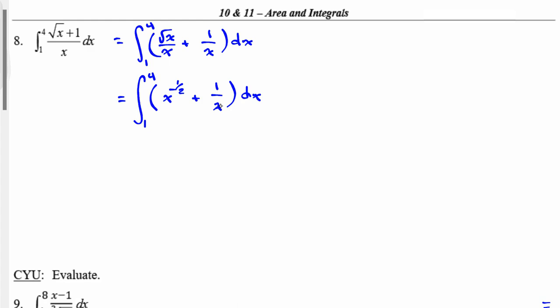So when we do the antiderivative, I will add 1 to that exponent. So x to the positive half, dividing by the new exponent, divide by 1/2, same as multiplying by 2, plus natural logarithm of x. Questions up to here? Okay. Let's plug in the numbers.